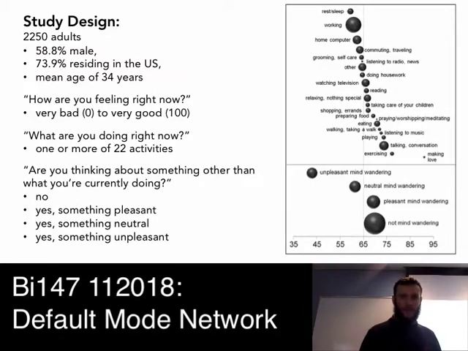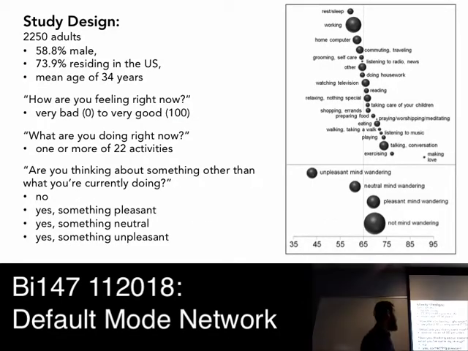All right, so let's look at some of the data. 2,200 adults, a lot of people actually. It's a pretty big study. Almost 60% male, about 75% living in the U.S., but not all American. And the mean age was 34 years of age.